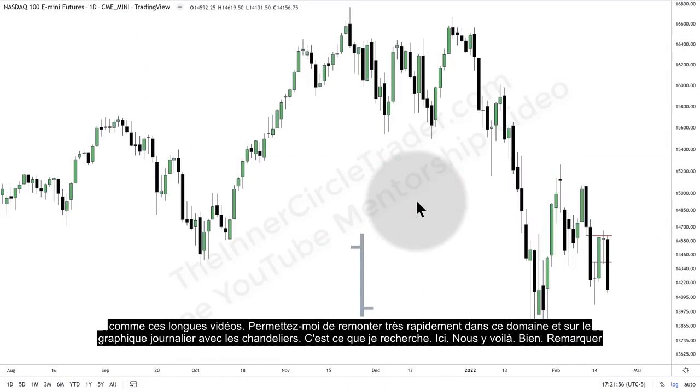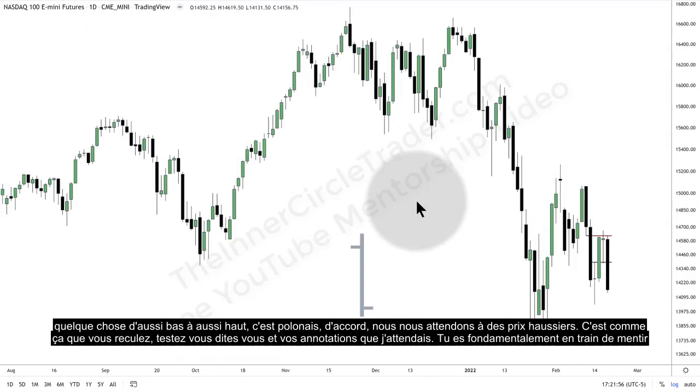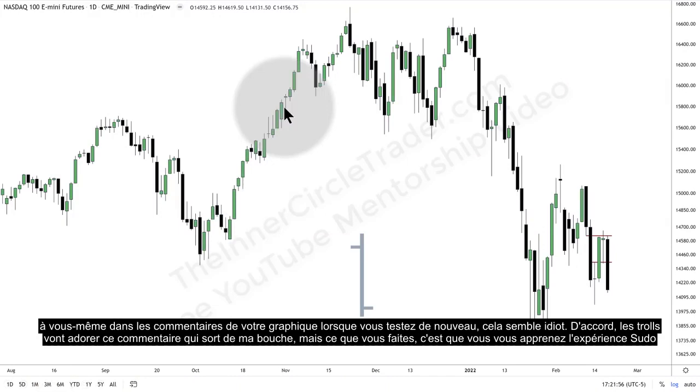There we go. All right, notice something. From this low up to this high, it's bullish, okay? We're expecting bullish prices. This is how you backtest. You tell yourself in your annotations, I was expecting. You're basically lying to yourself in the comments of your chart when you're backtesting. It sounds foolish, okay? Trolls are going to love that comment coming out of my mouth.